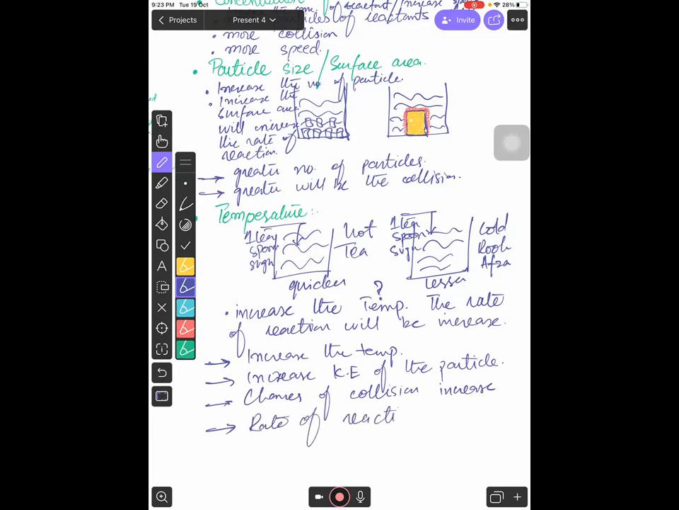Right, but you need to remember this pattern. It is very important. Increase the temperature will increase the kinetic energy of the particles, will increase the chances of collision between the particles. So definitely it will increase the rate of reaction, right? You need to remember this pattern. Increase the temperature will increase the kinetic energy, will increase the chance of collision, will increase the rate of reaction, right, bacho?